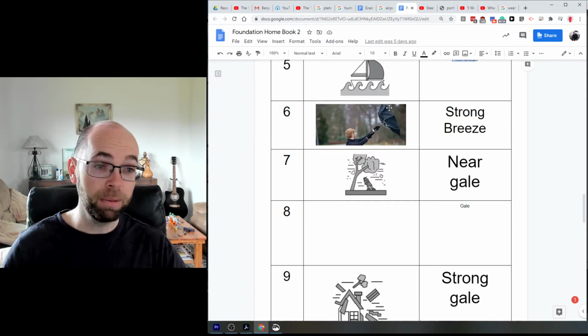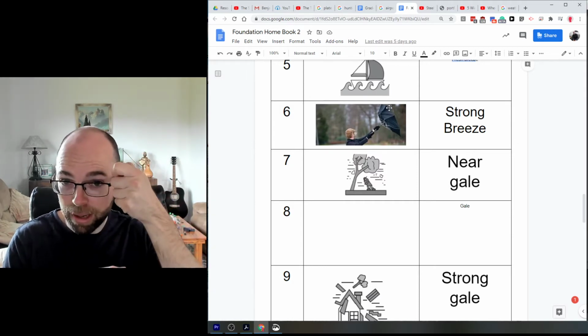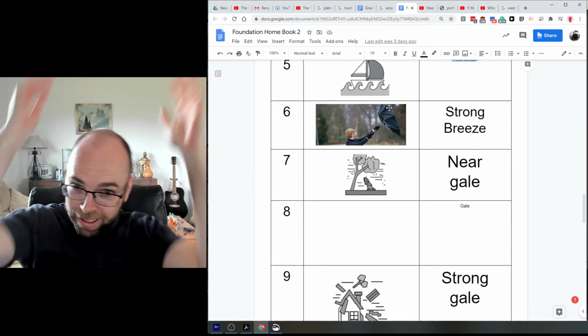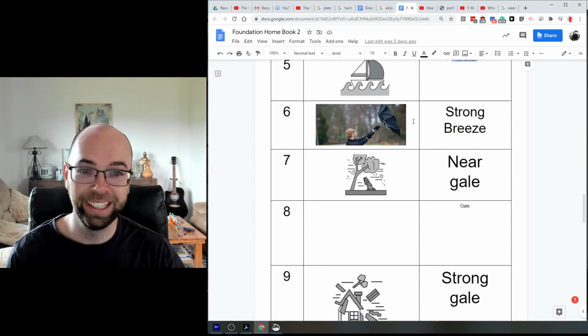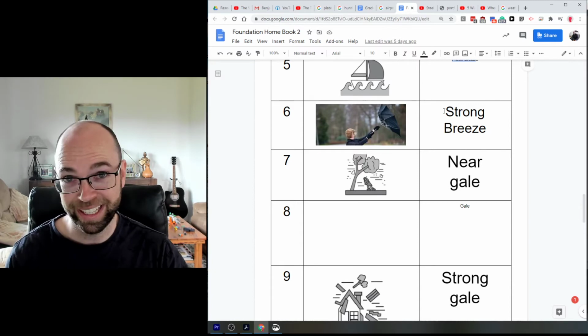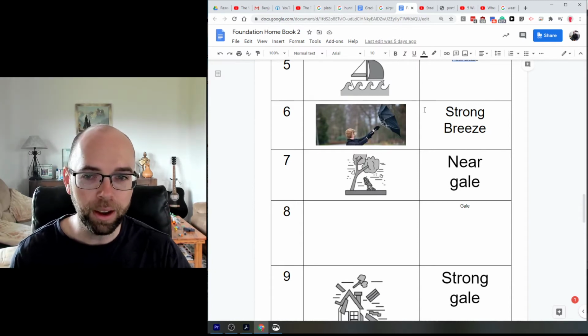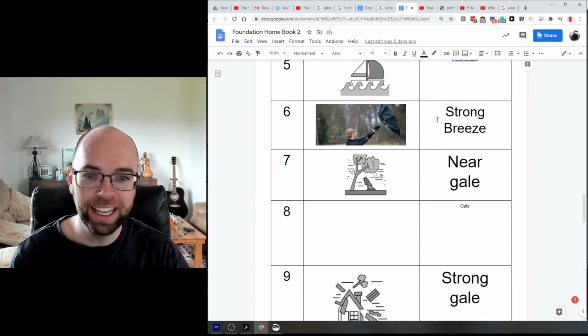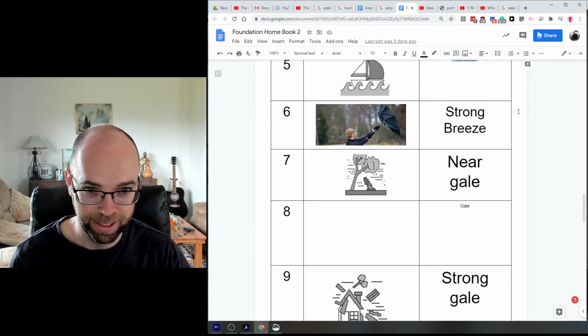It's happened to me. One time when I was walking to school in the rain, I was carrying my umbrella and a bit of a strong breeze came and went poof and broke my umbrella. And right out the other way. And that's a strong breeze. Okay, that's our category 6. Okay, so this strong breeze is pretty strong, but it can get even stronger.